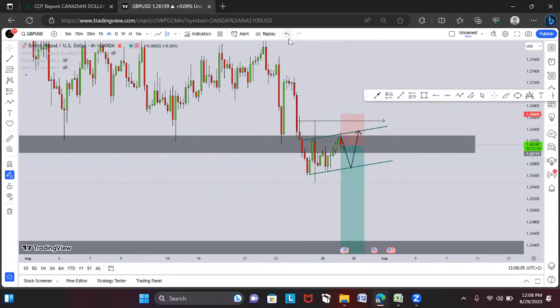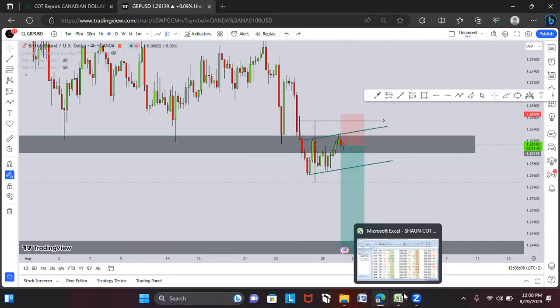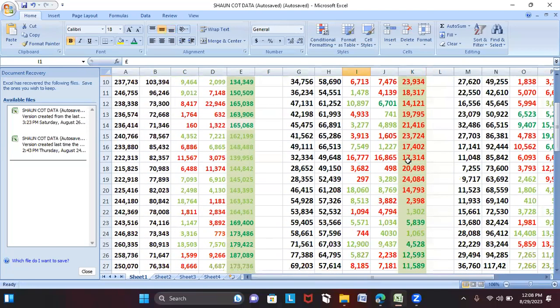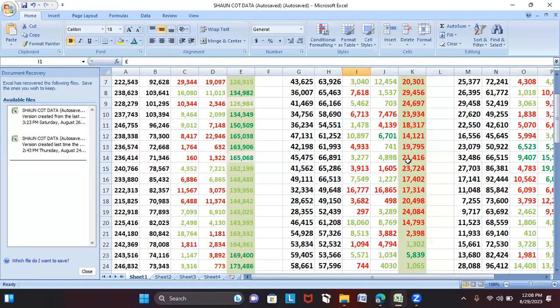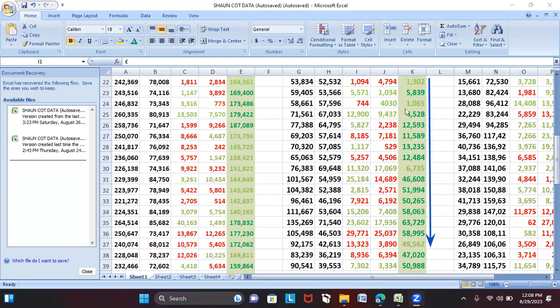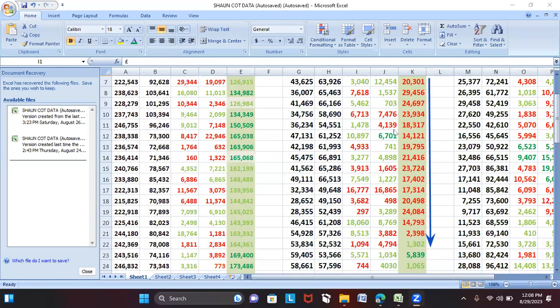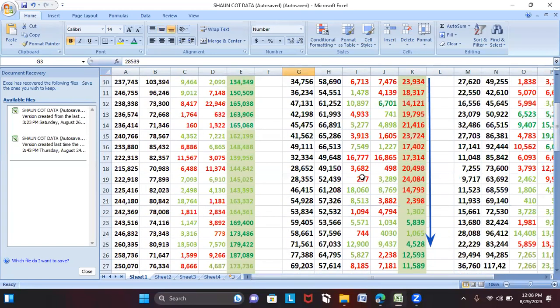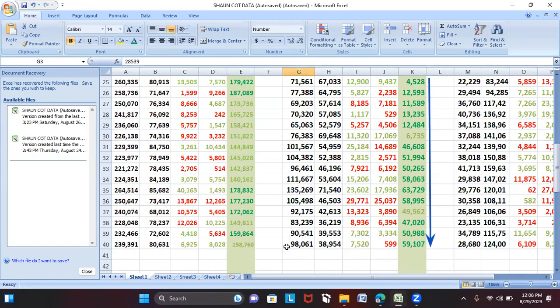And as well, let's go on the commitment of traders. This is the pound. Looking at the pound, what we actually see is that it went from being negative on the total side to now being positive. Right now we went from minus 25,000, with more sellers compared to buyers, 56,000 sellers and 28,000 buyers, all the way to being positive. And now we actually have 98,000 buyers compared to 38,000 sellers.